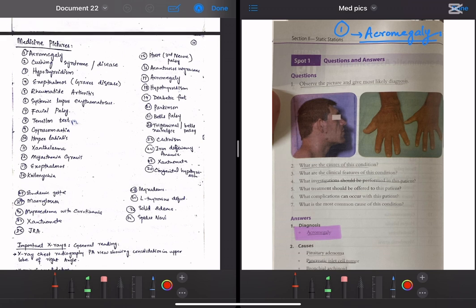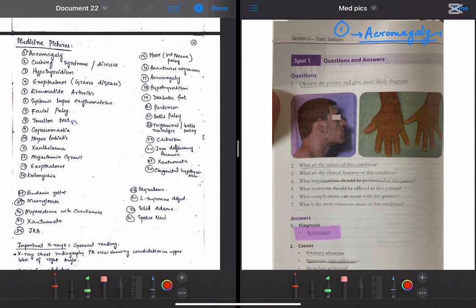So we have started the preparation for medicine talks and we have discussed the important instruments and the important drugs. In this part of the video we are going to discuss the important medicine pictures along with the scenario. In the medicine talks some pictures are given to us and questions related to those pictures are asked, that is, what is the diagnosis, what are the differential diagnoses, what are the investigations, what are the complications, etc.